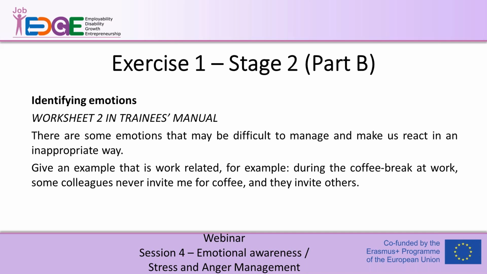The exercise continues with a second part. The second part is named Stage 2 on the trainer's manual, while it is named Part B on the trainee's manual. This part consists in identifying emotions, and it is based on the worksheet in the trainee's manual.